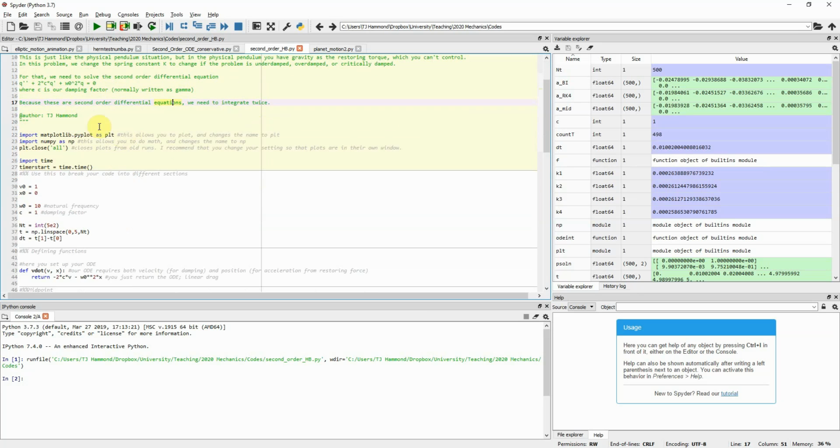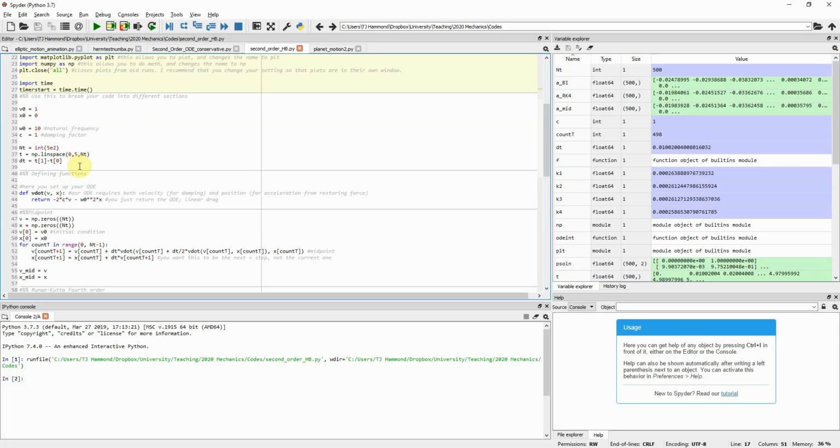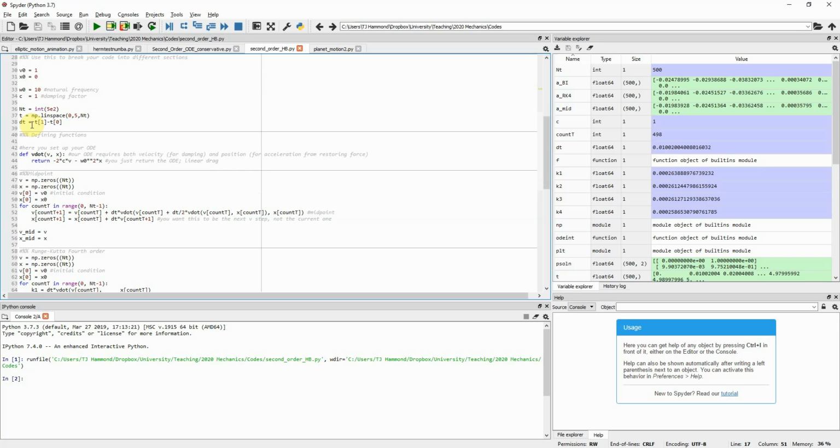So again, you need to import these libraries. I think we've gone over this enough. I'm going to set this up so that it's similar to how the exam was, that you have some initial velocity and there's the initial position, this building is standing upright. And we'll have some natural frequency of, say, 10, and we'll have a damping factor that's fairly small, so just 1. We'll do 500 time steps for our integration. We'll be integrating over 5 seconds, and again, dt is defined as the first time step minus the 0th time step.